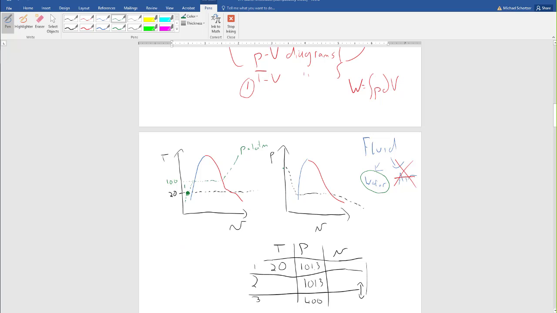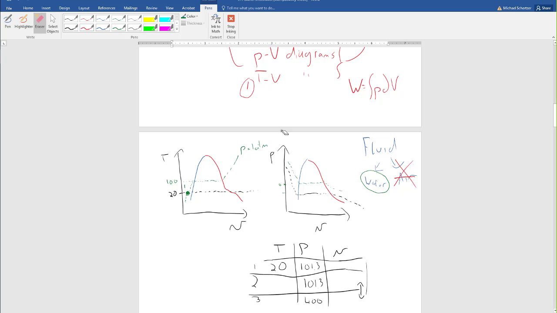We could see that over here as well, this temperature line. If this was my 100-degree line, it would go down like this. This is where it would be 100 degrees. So then 20 degrees has to be down here somewhere. Oops. How about I start this again?